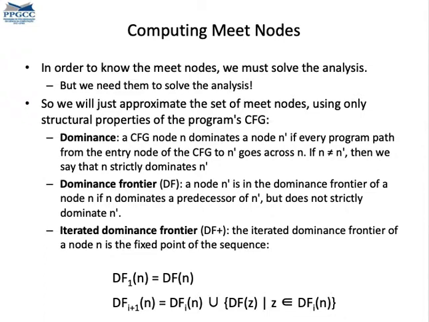We can find the iterated dominance frontier of a node as the fixed point of these equations down here in the figure. Maybe before I talk about them, you can simply stop the video and try to figure out what the equations are doing.